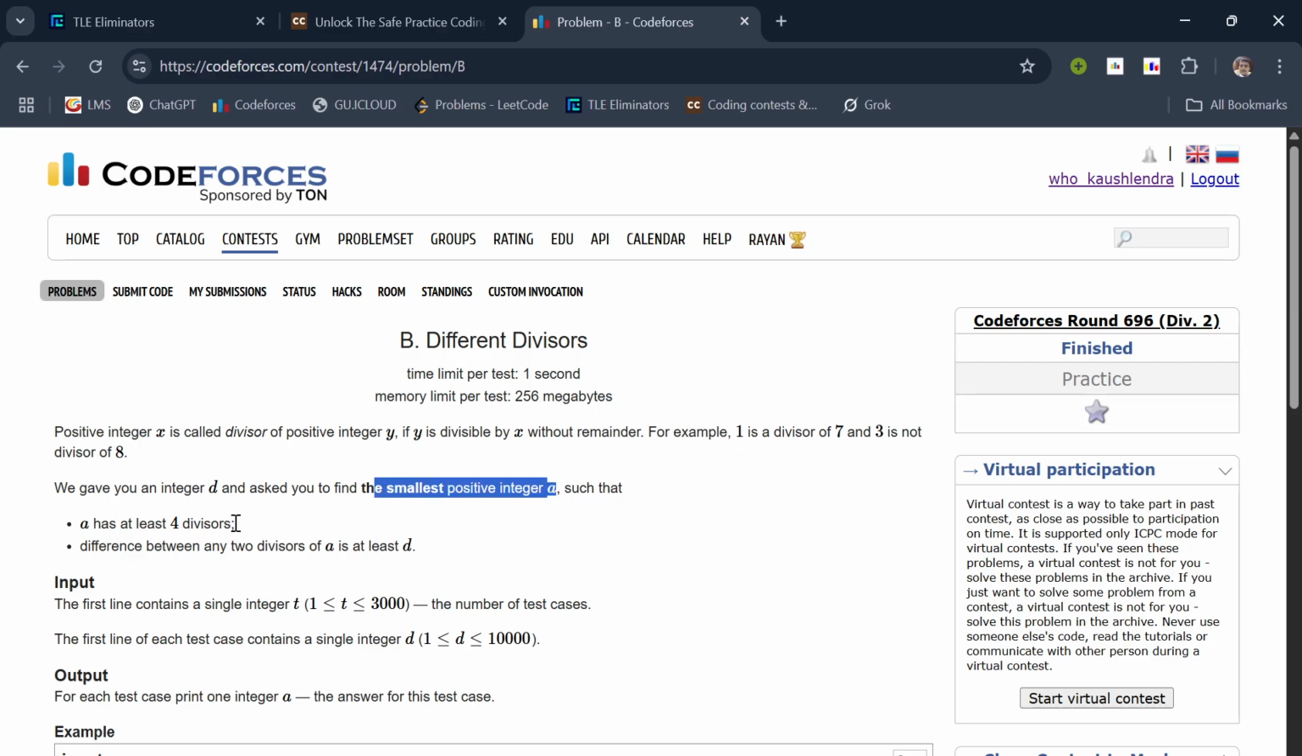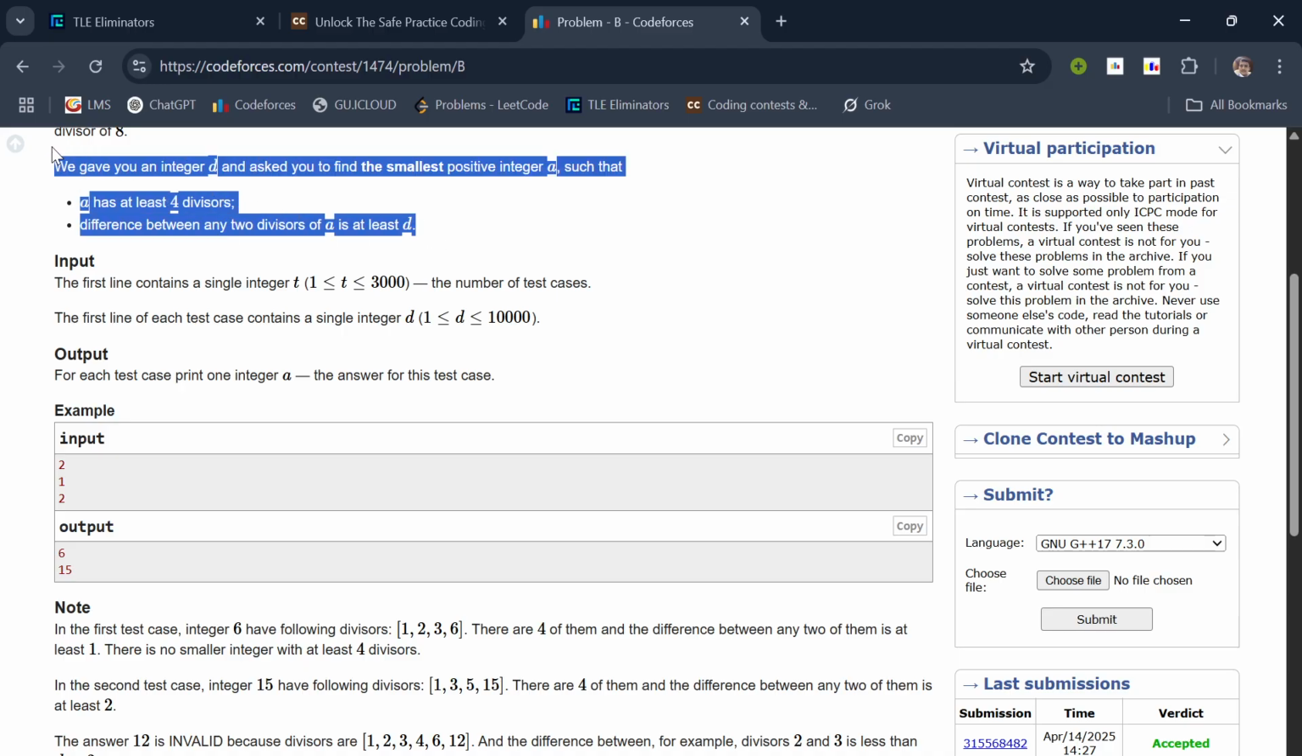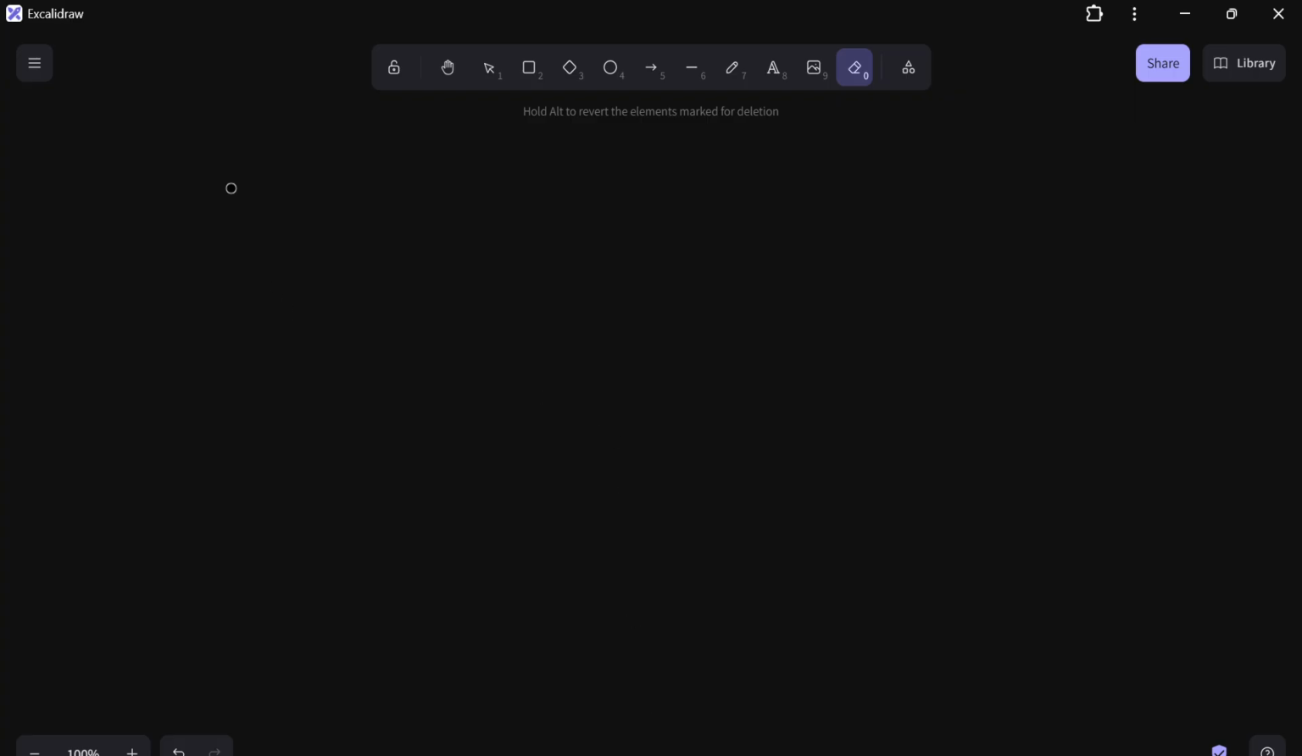has at least 4 divisors. The difference between any two divisors of a is at least d. So there are given test cases, and each test case has a given number d. We need to find the minimum number a that has at least 4 divisors and the difference between any two divisors is at least d. Okay, let's understand this.